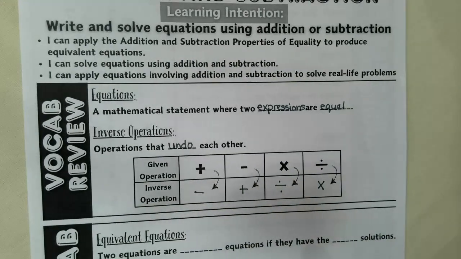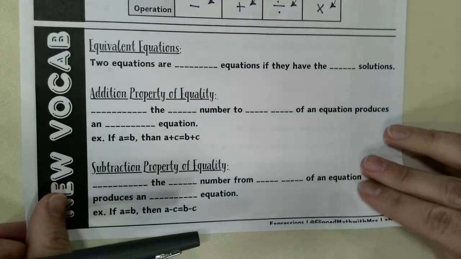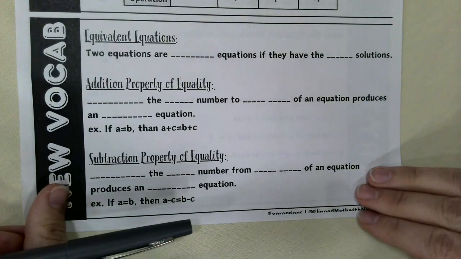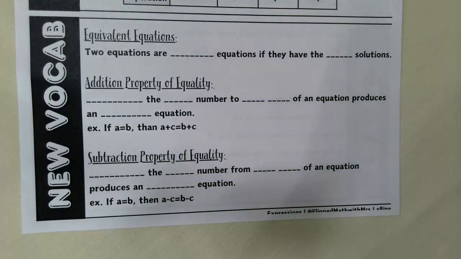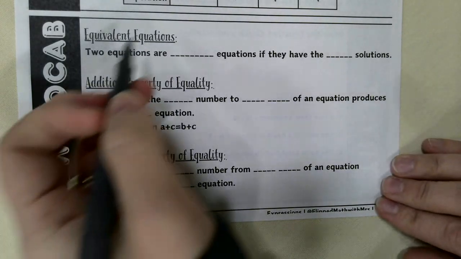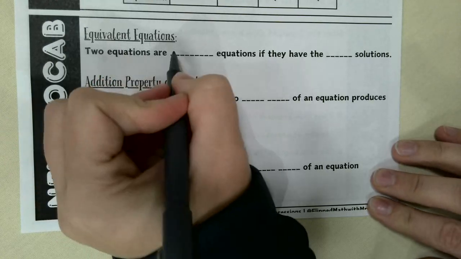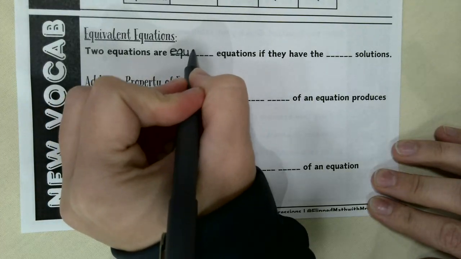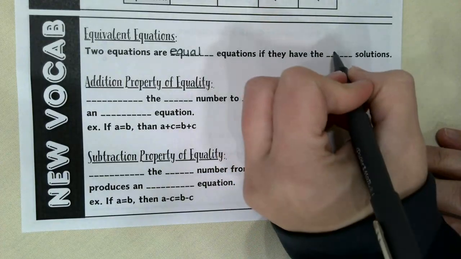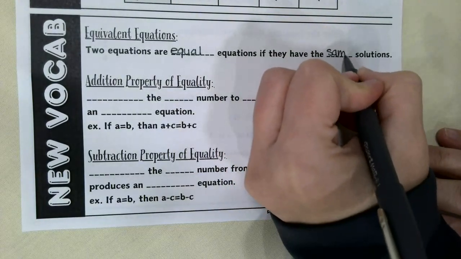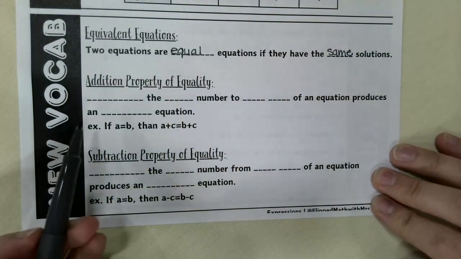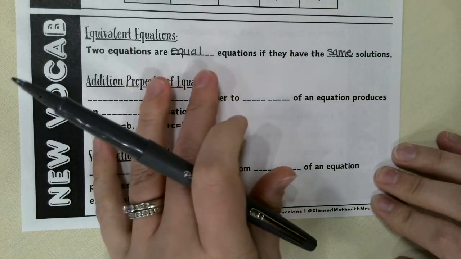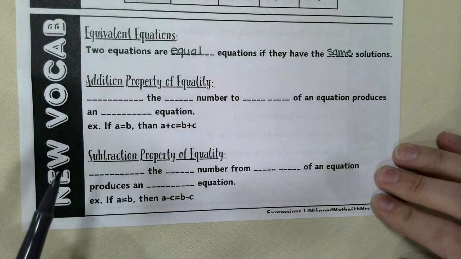So let's look at some new vocab terms. There are three that we're going to focus on in this section of the unit. The first one is equivalent equations. How do we know if it is an equivalent equation? Equivalent just means equal, so equal equations. Two equations are equivalent if they have the same solutions. If they both come out the same, then they are called equivalent equations.